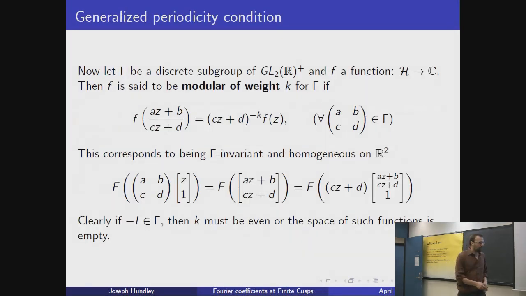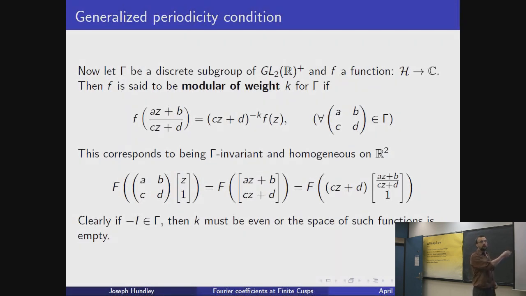But now to describe explicitly this generalized periodicity condition. Well, here it is. You take a discrete subgroup of GL2R plus, and a nice example is SL2Z, or maybe gamma naught n. Those will be my examples later. And what I want to do is take a function from the upper half plane of the complex numbers, and it's said to be modular of weight k if, when you take a, b, c, d in gamma and act on z, all it does is pop out this factor.